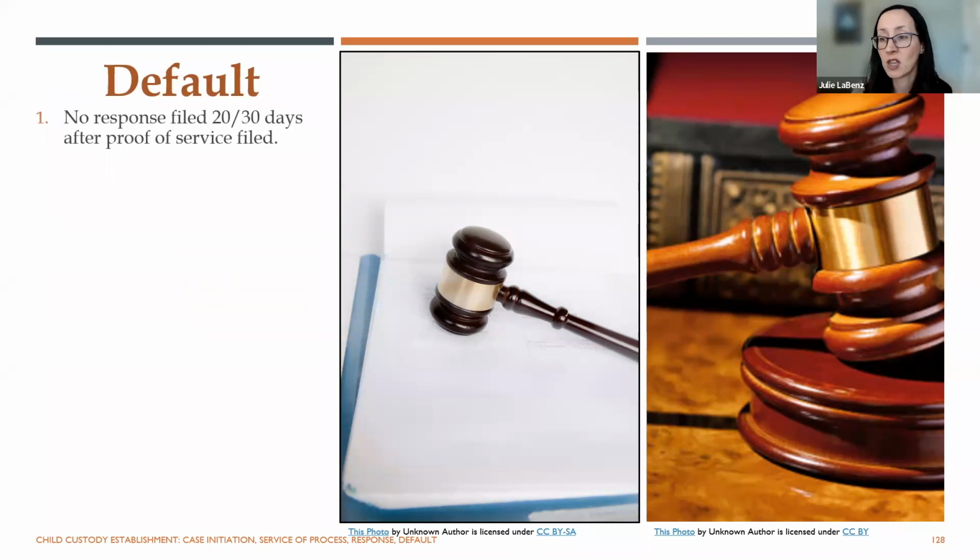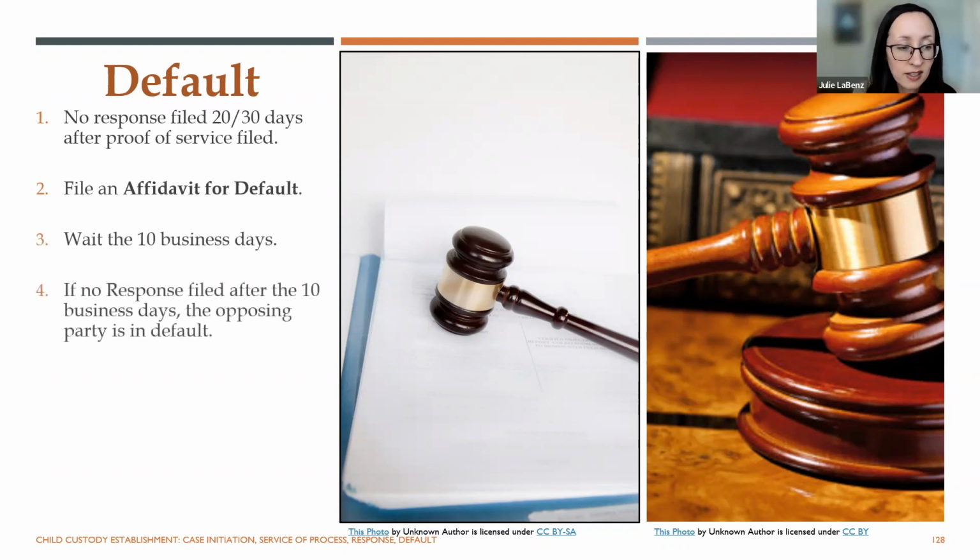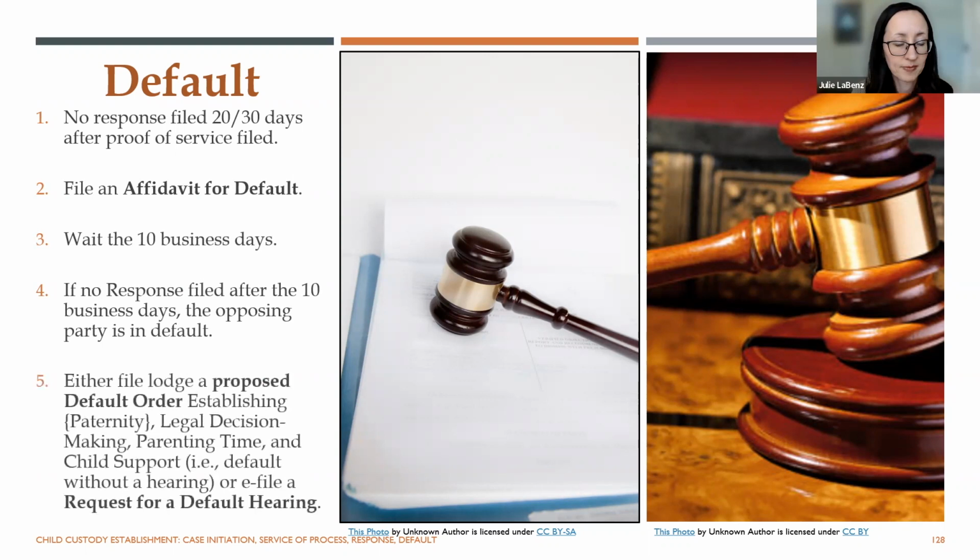Now, what happens if the other side doesn't respond? Then you're going down this default route. So if no response is filed within the 20 or 30 days after the proof of service is filed, that's when you can file an affidavit for default. Wait the 10 business days. And if no response is filed after the 10 business days have run, that's when the opposing party is in default. So at that point, you either lodge a proposed default order establishing custody or request a default hearing.